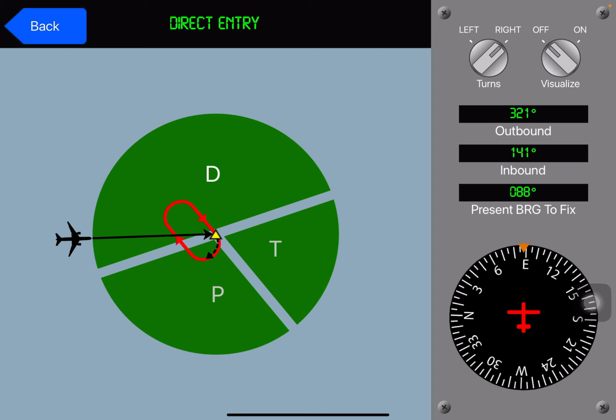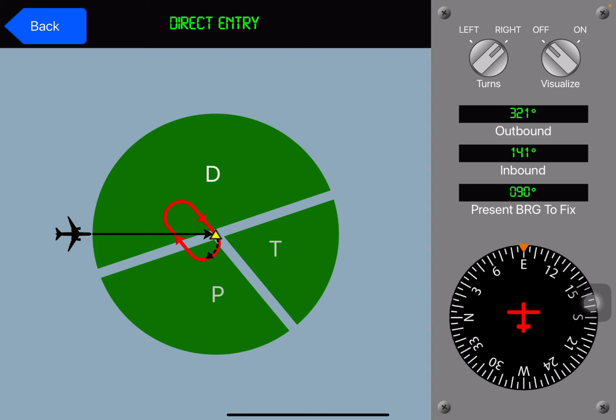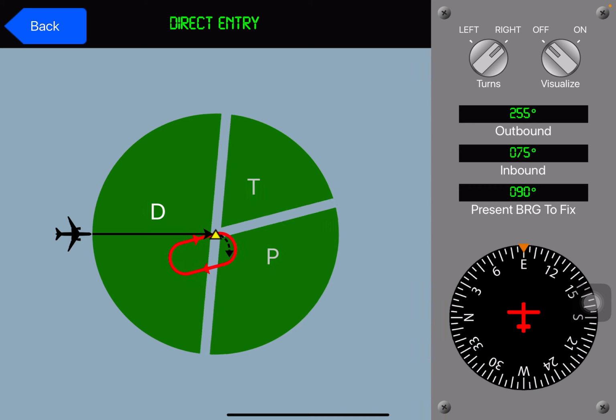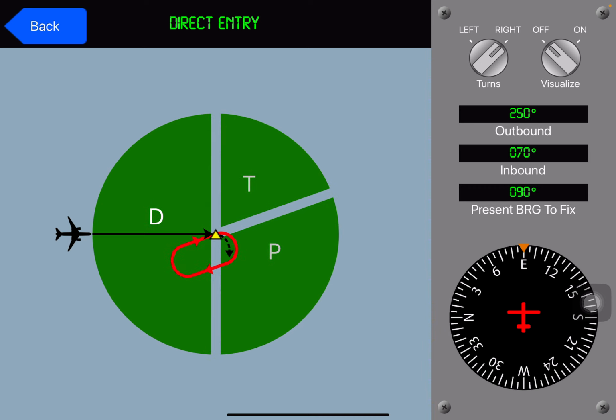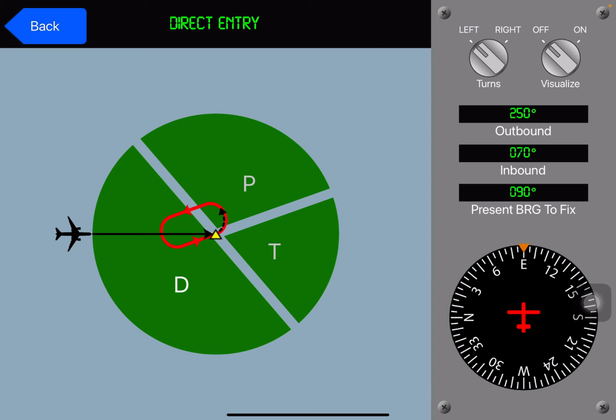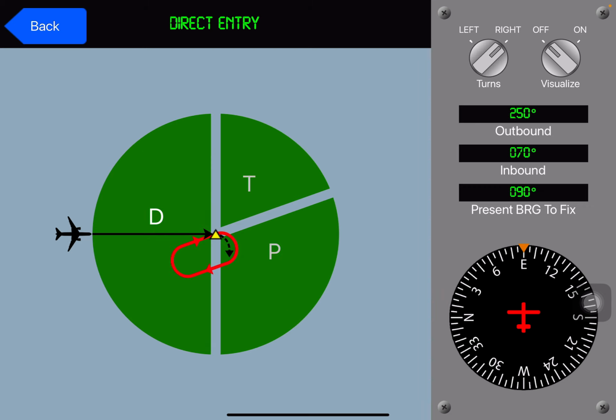That's the present bearing to fix, depicted by the black airplane and black arrow. Also by the inbound and outbound course and heading, respectively, inbound course, outbound heading. And third, whether the holding pattern you intend to fly is standard with all the turns made to the right or non-standard with its turns made to the left. So let's start by covering certain concepts here.